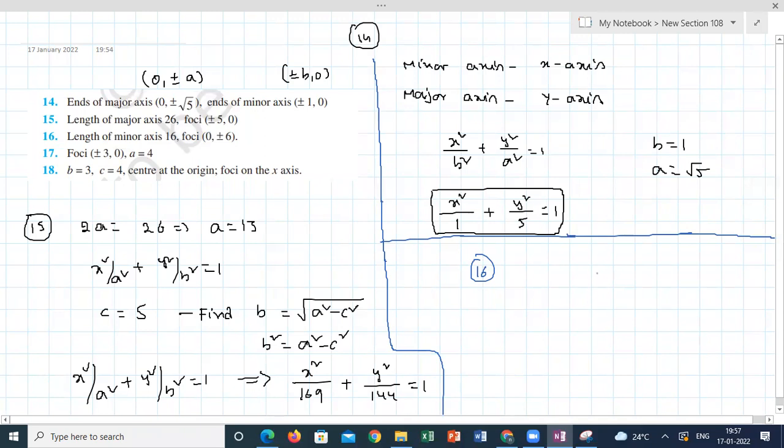Question number 16, they gave the length of the minor axis. 2b is equal to 16, so b is equal to 8. b square is equal to 64.